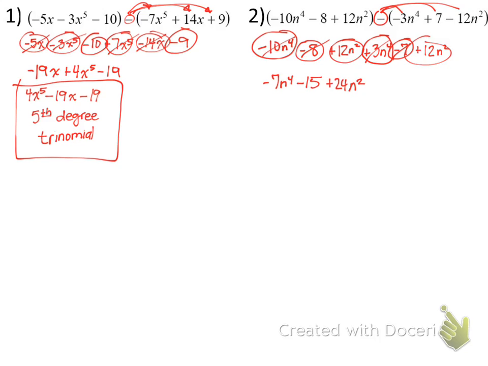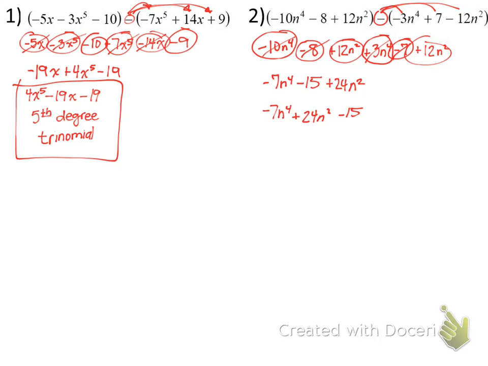Next step, I want to make sure that I'm showing in descending order. This is the biggest exponent, but the next biggest exponent's at the end. So I need to rewrite this so that it's in order. So it's going to be negative 7n to the 4th power, then I'm going to write plus 24n squared minus 15. Now it's in descending order. Now we know that's the correct way to write it.